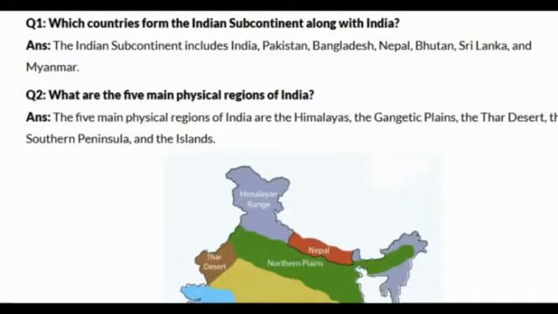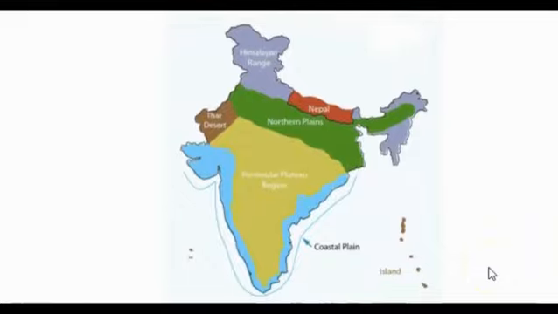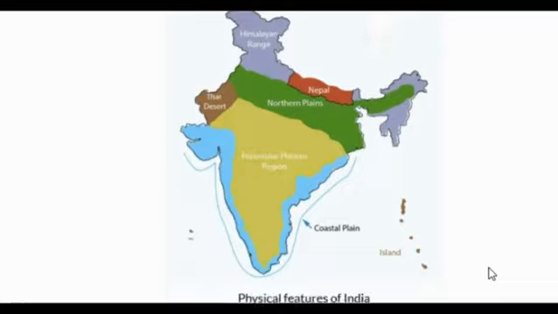Now, let's understand with some questions. Which countries are part of the Indian subcontinent along with India? Yes, the Indian subcontinent includes India, Pakistan, Bangladesh, Nepal, Bhutan, Sri Lanka and Myanmar. The five main physical regions of India are the Himalayan range, Gangetic plains, the Thar desert, the southern peninsula and the islands. So this is the outer view of our India.